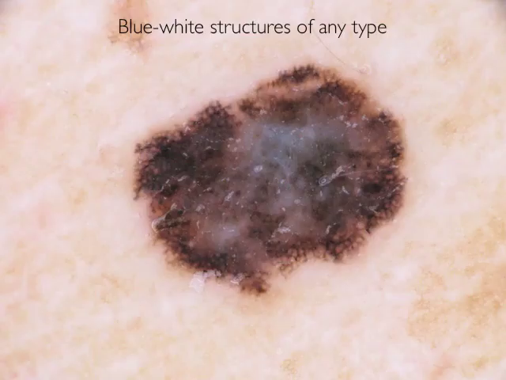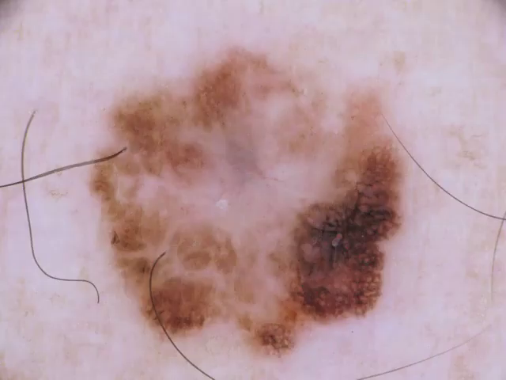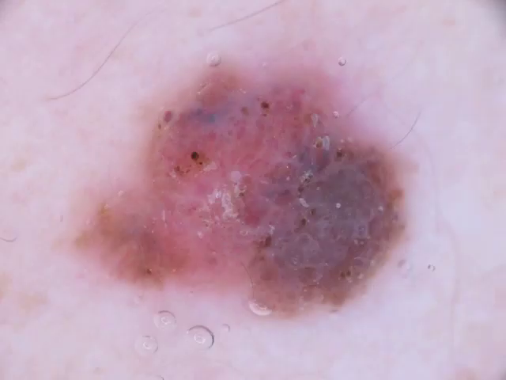Concerning the third criterion, this is called blue-white structures. Blue-white structures of any type. It means that whatever blue color and white color in the lesion is found, then the score is 1 point. Here, another example of melanoma showing predominantly white color, and the white should be whiter than the surrounding skin.